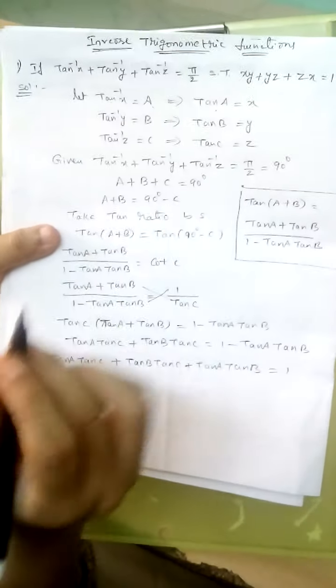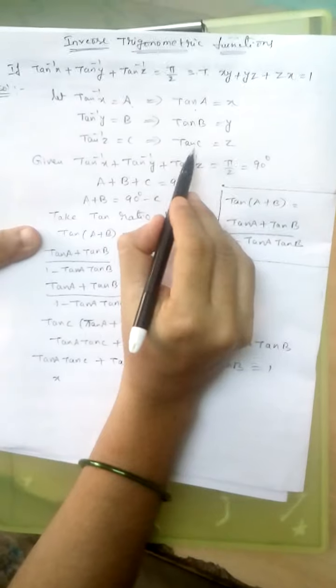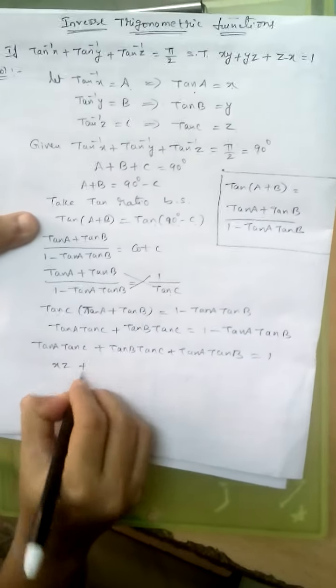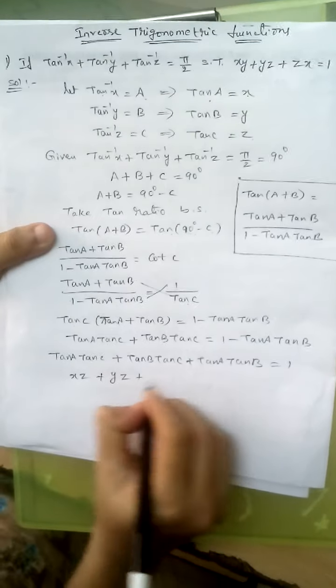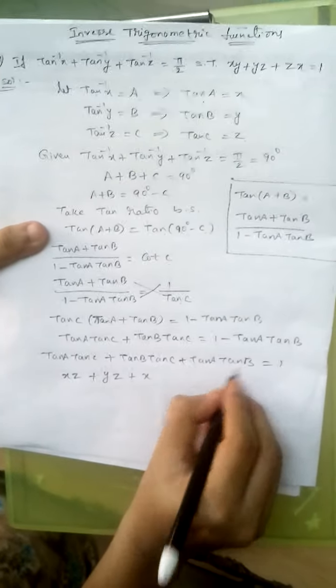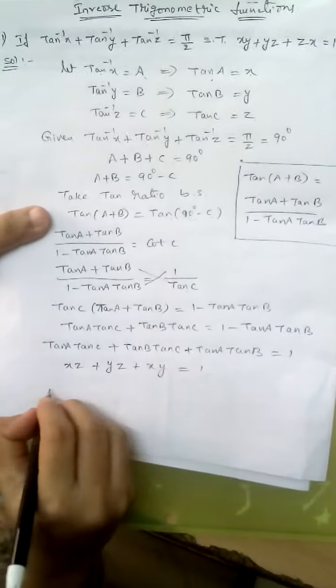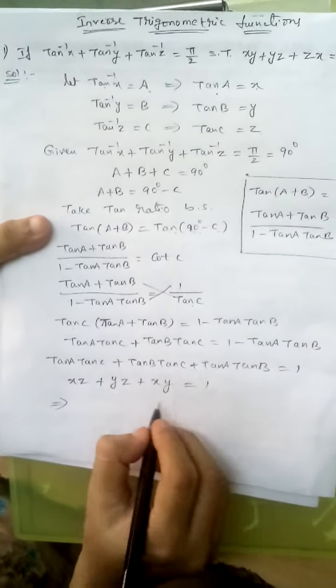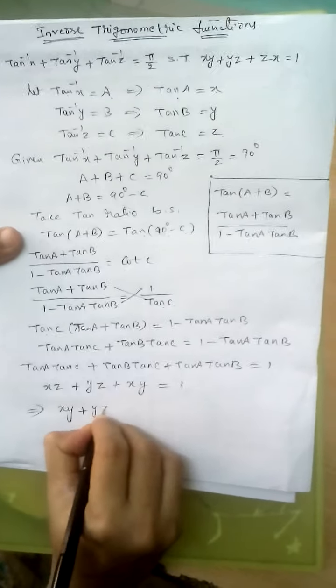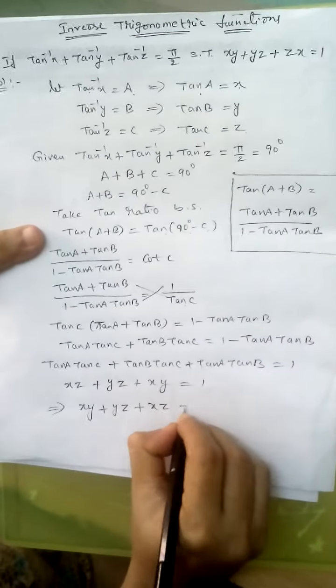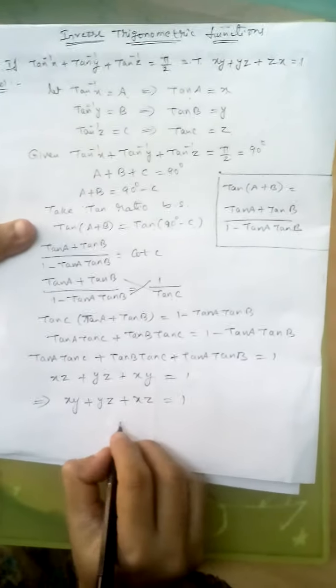So what is tan A? Tan A is x. And what is tan C? Tan C is z. Plus tan B is y, tan C is z, plus tan A is x, tan B is y, is equal to 1. Now writing in order, we get xy plus yz plus xz is equal to 1, which is the solution.